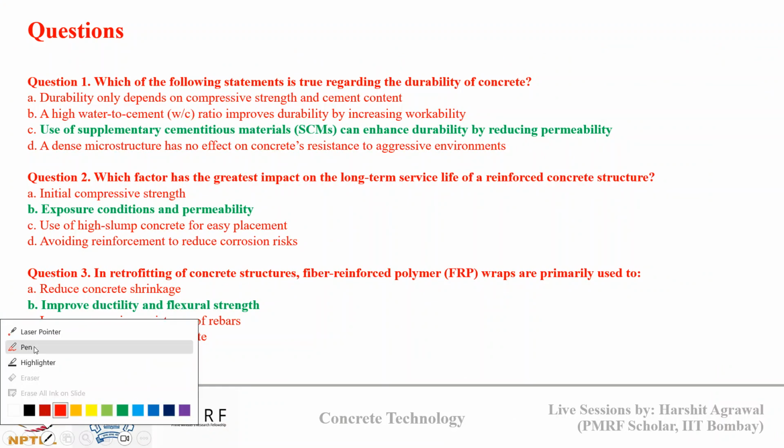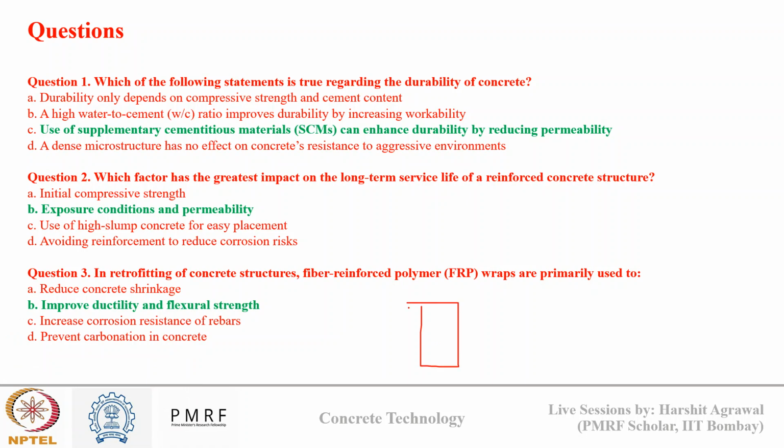So wrapping can be done on both, like on columns we do wrapping to increase the confinement. When we increase the confinement, we eventually increase the strength of concrete. And on beams also, you will see wrapping layers are placed at the bottom. So when we place this FRP wrapping layer on the bottom, we eventually enhance the flexural strength or the tensile capacity of our reinforced concrete. In any way we are enhancing the functionality of concrete. That is the purpose of retrofitting.